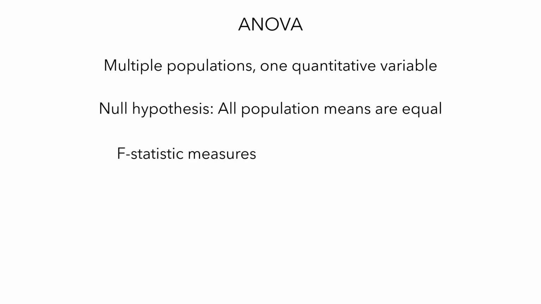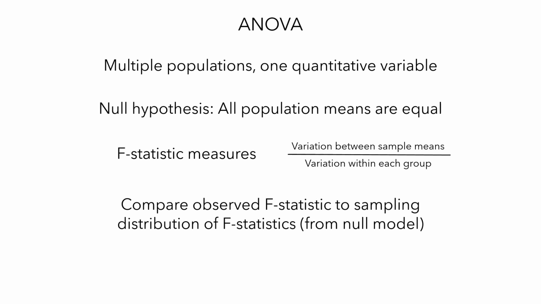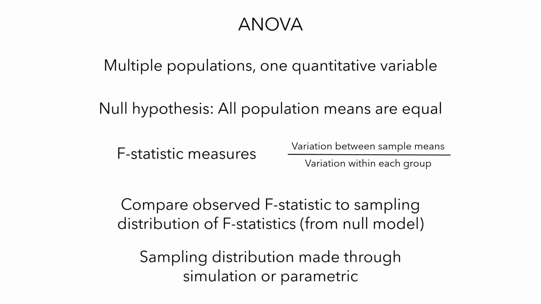The F statistic is a single number that measures the ratio of the variation between the sample means to the variation within each group. We can compare the observed F statistic to a sampling distribution of F statistics based on a null model. And we can make this sampling distribution either through simulation methods or parametric methods. The former can take some work to set up, but using parametric methods requires that your data meet some particular criteria.